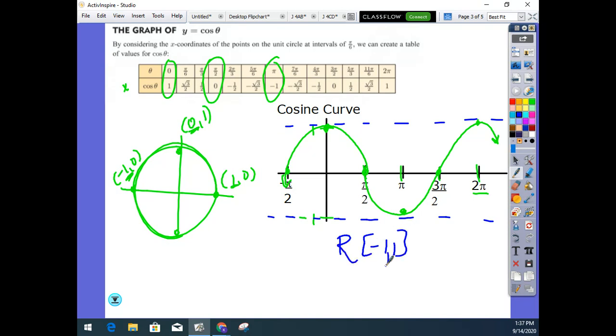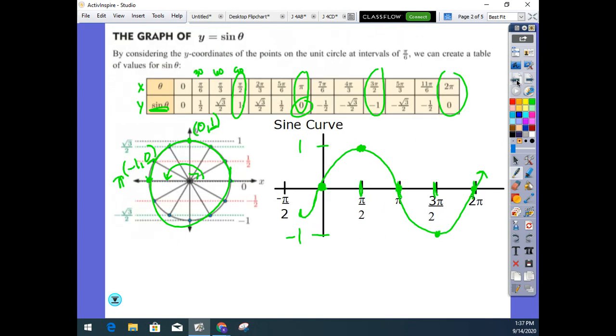For sine and cosine, your range goes between 1 and negative 1, every single time, because it goes all the way to the left and all the way to the right. The domain is negative infinity to infinity. But it's just learning these curves. Cosine starts at 1, sine starts at 0, and just repeat the pattern. Notice when we get all the way around to 2 pi, that means we've gone all the way around the circle, and then it just starts to repeat over and over.